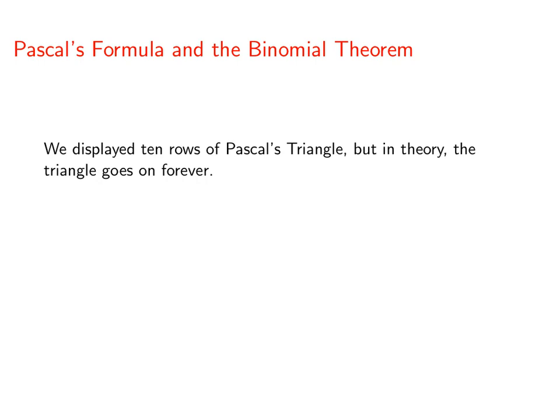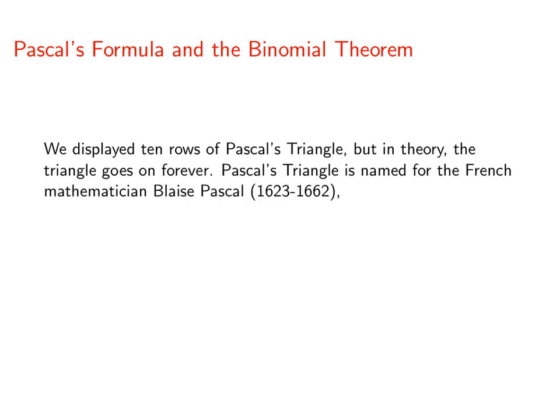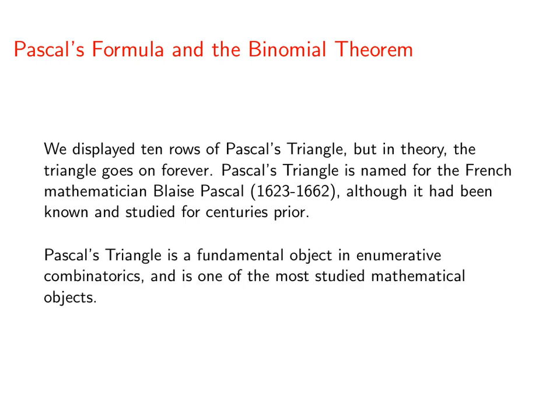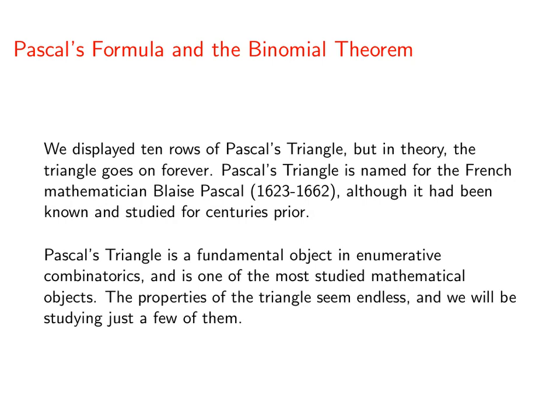Now, we showed 10 rows of Pascal's triangle, but really, Pascal's triangle goes on forever. It's named after the French mathematician Blaise Pascal. He lived in the 17th century. But in fact, the idea of Pascal's triangle has been known for many centuries. Pascal's triangle is a really important object in enumerative combinatorics and is one of the most studied mathematical objects. There are endless interesting properties of Pascal's triangle. We're only just going to be studying a few of them. Okay, that's all for now.